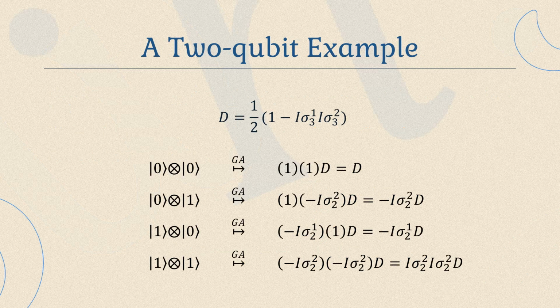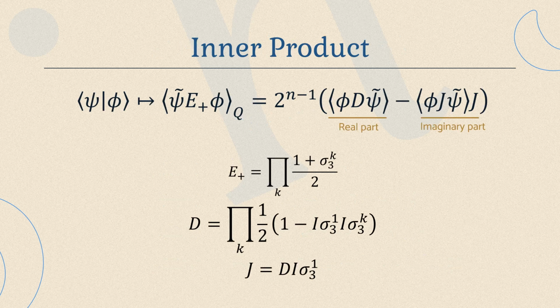An example for the two-qubit system is as shown below. For all spinor states, we can see that they are multiplied on the right by the state correlator D. This effectively replaces the tensor product normally used in quantum computing. We can also introduce the inner product between two n-particle states, psi and phi. It equals a real part plus an imaginary part, same as that of the general complex matrix representation.